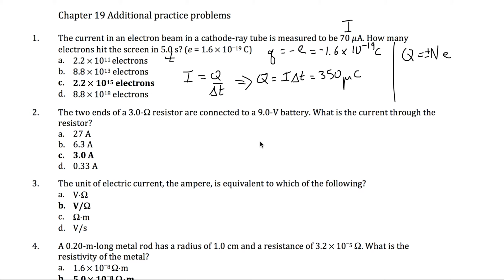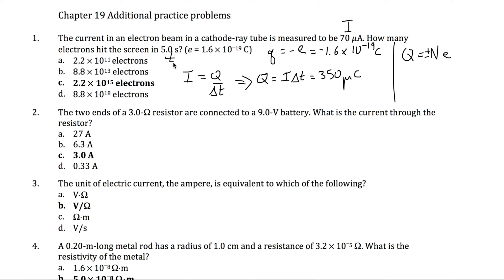Let's do chapter 19, practice problems. I already started number 1 here, so let's see what I already wrote down. We have the current in an electron beam in a cathode ray tube is measured to be 70 microamps, so 70 microamps is the current I. How many electrons hit the screen in 5 seconds?